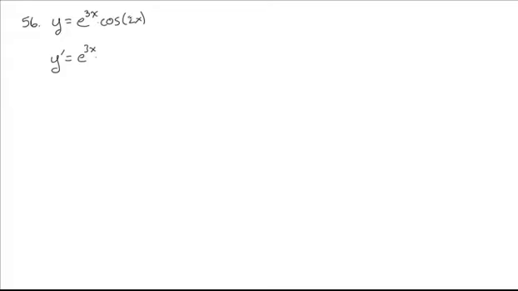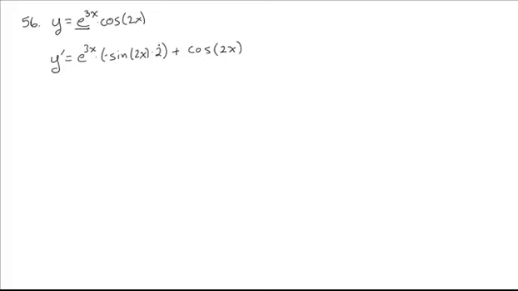Now this will be a chain rule because it's cosine of more than just x. So we start with the derivative of the outside. The derivative of cosine is negative sine. Leave the inside alone, times the derivative of the inside, which is just 2, because the derivative of 2x is 2. Now we need the other part of our product. So now we're leaving cosine of 2x alone.